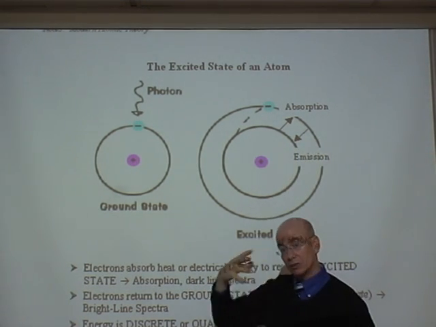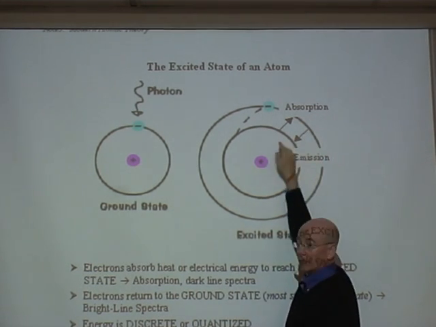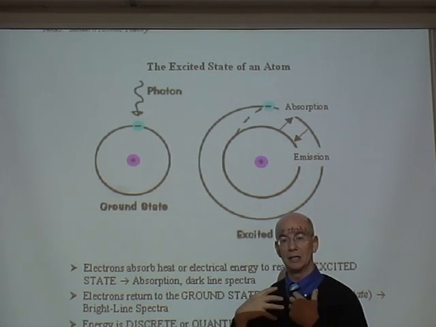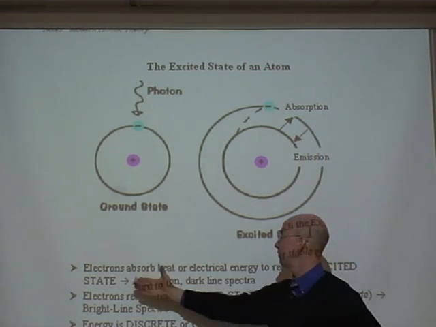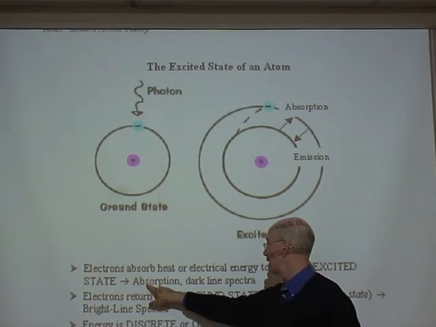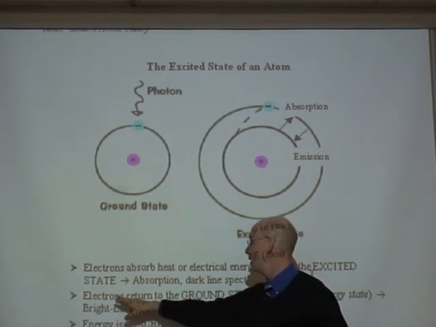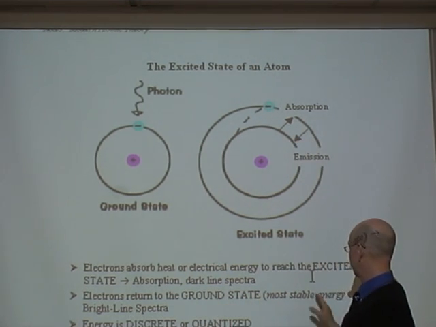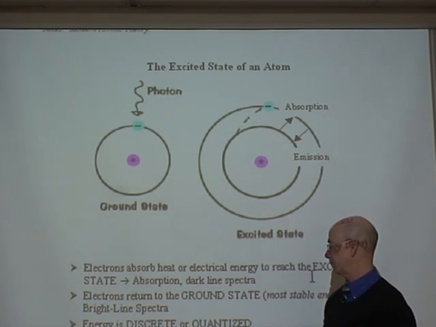It becomes unstable up there. It wants to return back to the ground state. So it does in the form of emission. It will give off that energy, and that energy is a frequency, which is in the color range. So you would see a color when this returns back. And that's what we've stated here. Electrons absorb heat or electrical energy to reach the excited state. That's where you form what's called an absorption or dark line spectrum. And then electrons return to the ground state, which is the most stable energy state of the atom, which forms a bright line color spectrum.